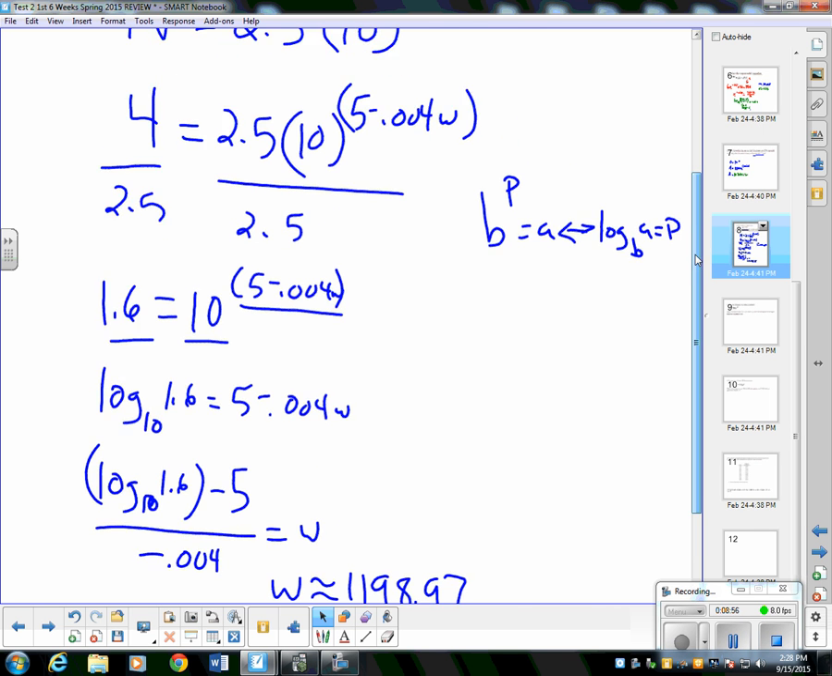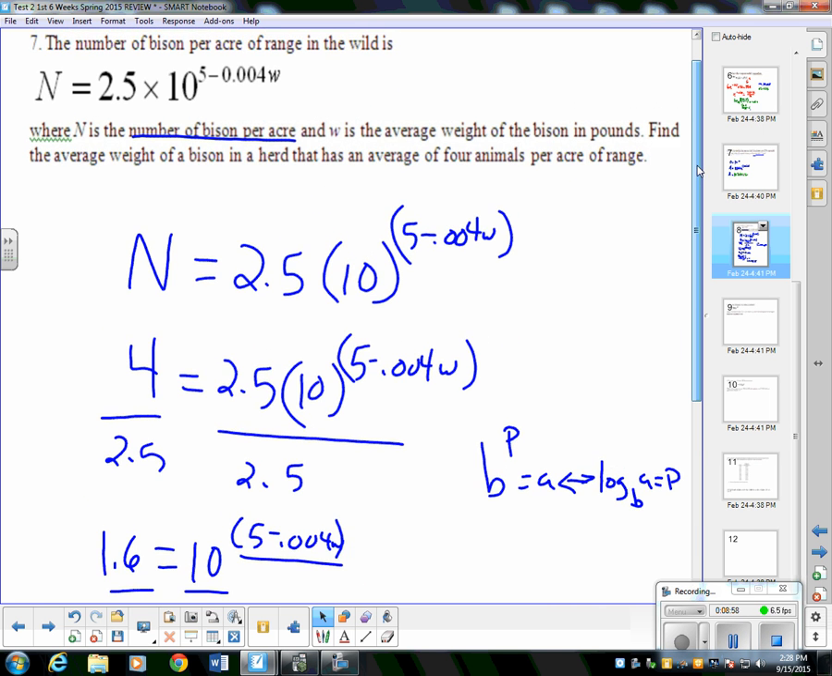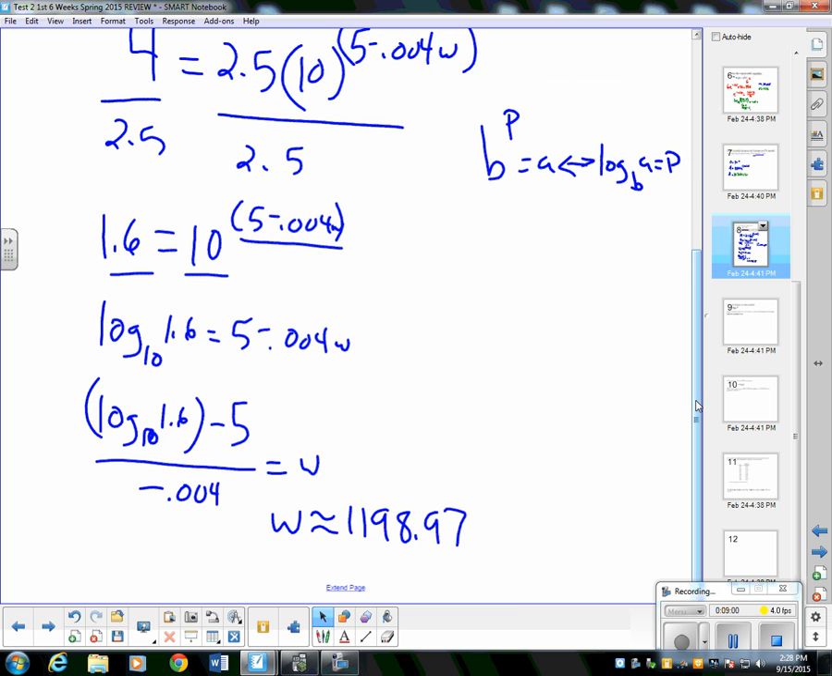Am I correct there? Go back up here. It says, yeah, bison in pounds. So I'm going to go ahead and just add that suffix there. So the weight is 1,198.97 pounds. That's the average weight when there are 4 bison per acre. So if any of y'all are aspiring buffalo herders one day, hopefully this will come in handy to you. We've already had that talk about whether this is handy or not.